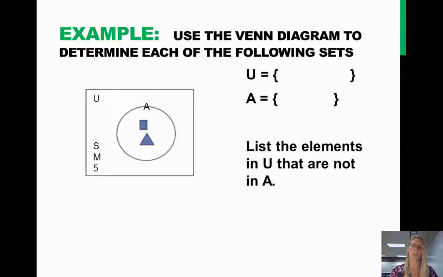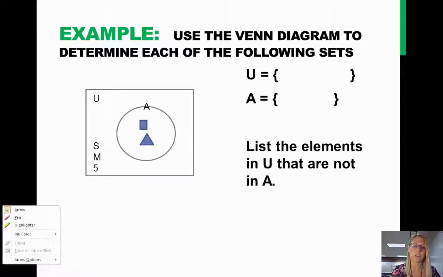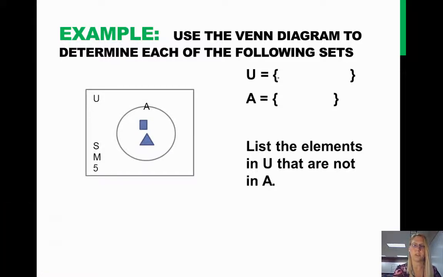Here's an example. We're going to use the Venn diagram to determine each of the following sets. Here we have U, and everything within the rectangle is a member of U. So I'm going to list all of those here within these brackets. We have S, M, 5, square, and triangle. Inside of A, we only have square and triangle, so I'm going to write those in A.